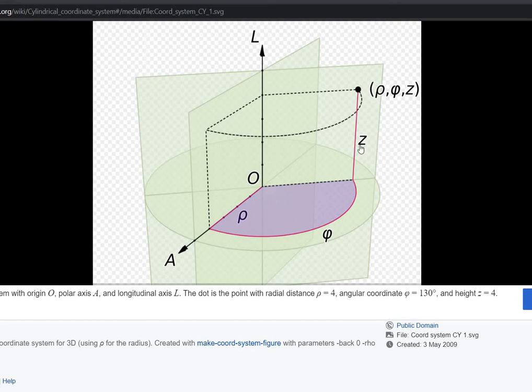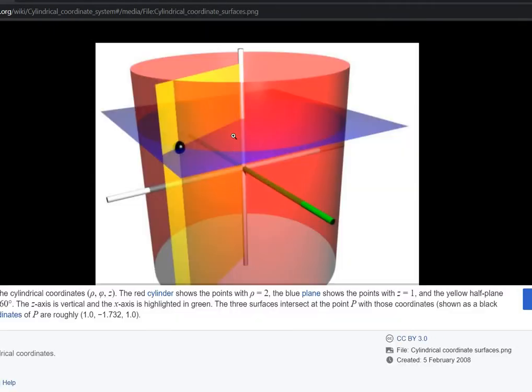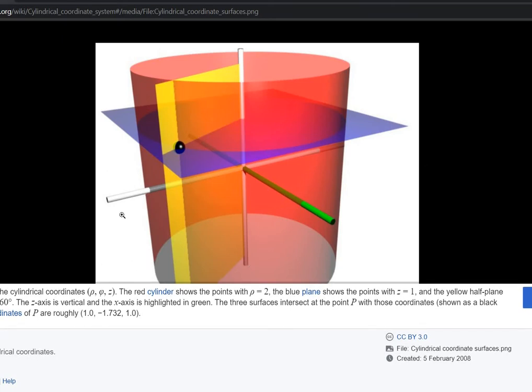And what is said here? Find the distance from this point to this point. This is the z value, the height from the xy plane. If it is on the lower side, it is also calculated with a minus sign. So this is the cylindrical coordinate system.